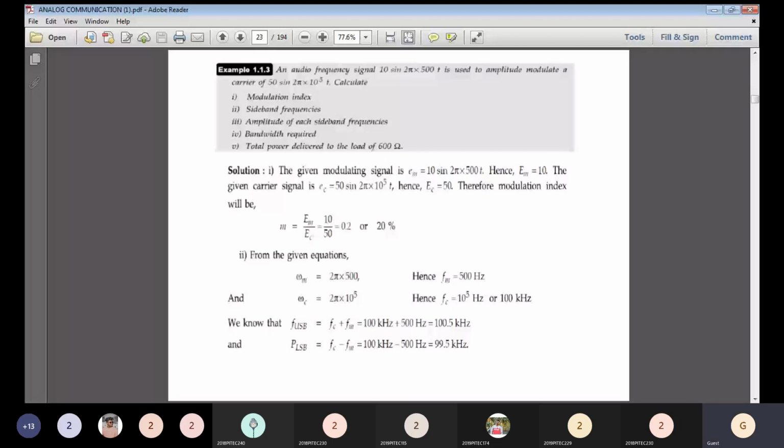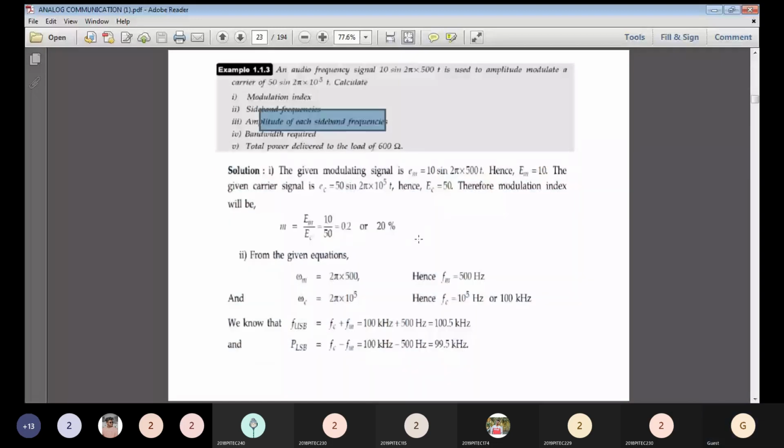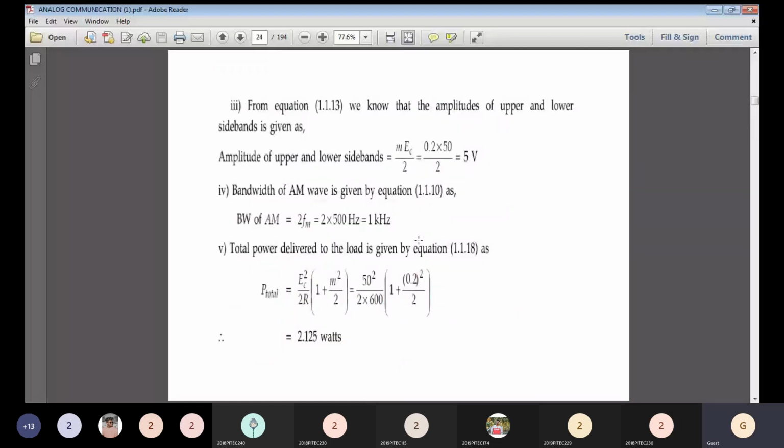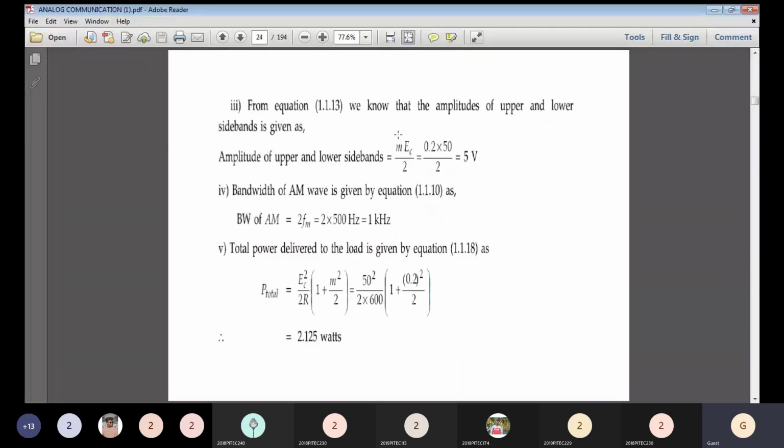Next, third question is amplitude of each sideband frequency. From the given equation, we can know the amplitude values. For center frequency, the amplitude is EC. EC is directly available, given as 50. But for side components, LSB component and USB component, for both the components we have to calculate the amplitude value. That amplitude value is equal to M into EC divided by 2. The modulation index is already calculated, the EC is directly provided. So calculate the value. The value is equal to 5 volt.